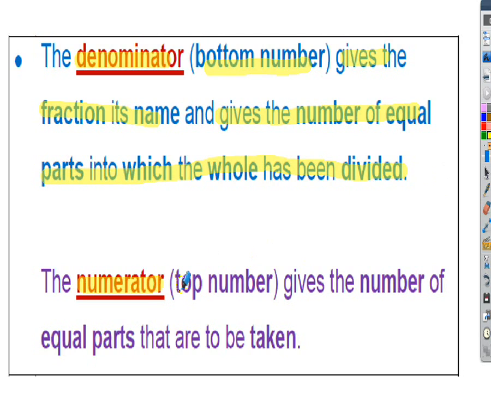The numerator, that's the top number of the fraction, gives the number of equal parts that are to be considered or to be taken.